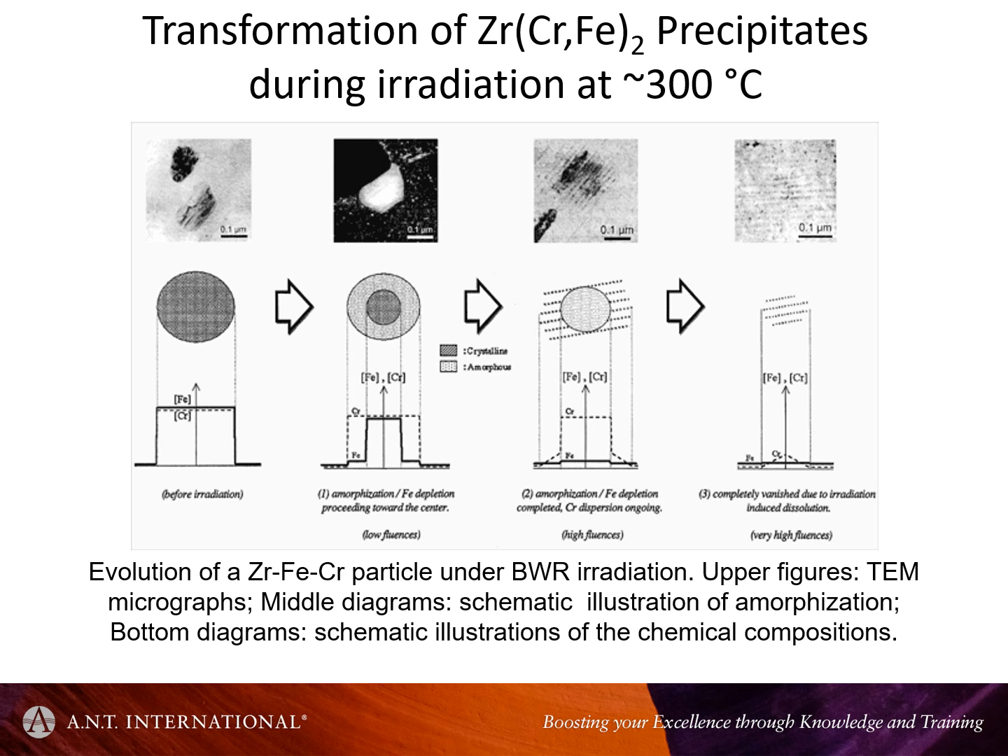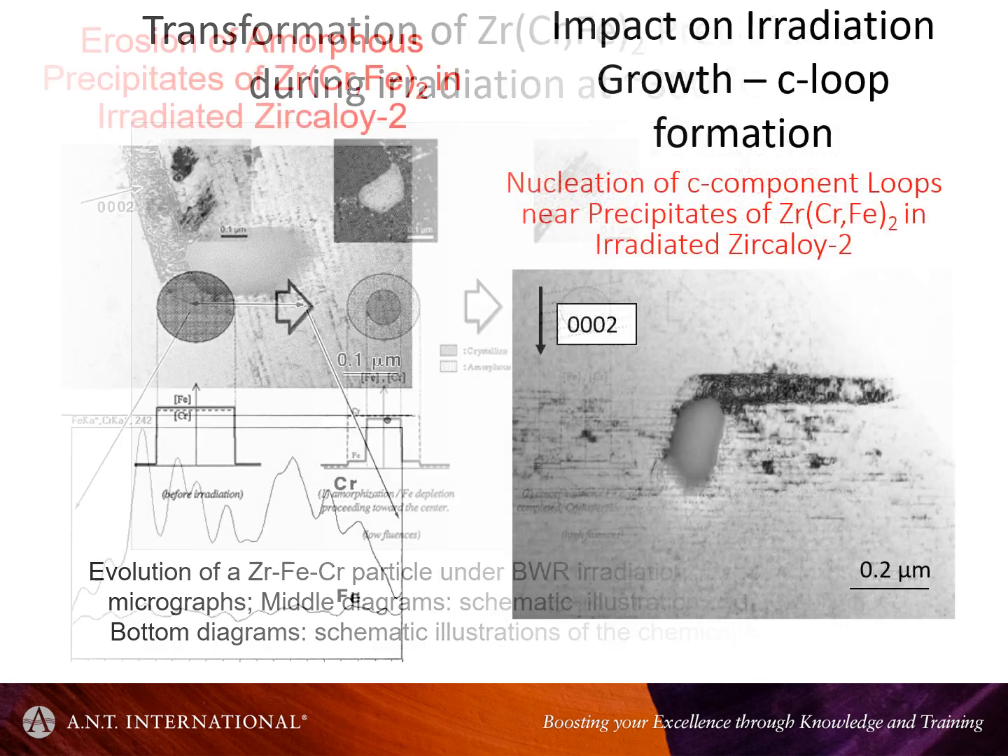This is kind of schematically shown here of what happens. You start out with the precipitate. During irradiation, you get this layer at the surface which is depleted in iron, but also becomes amorphous. Eventually, the whole thing becomes amorphous, but it's still dissolving, and eventually it's mostly gone because the iron is getting dispersed everywhere, but also the chromium is getting dispersed.